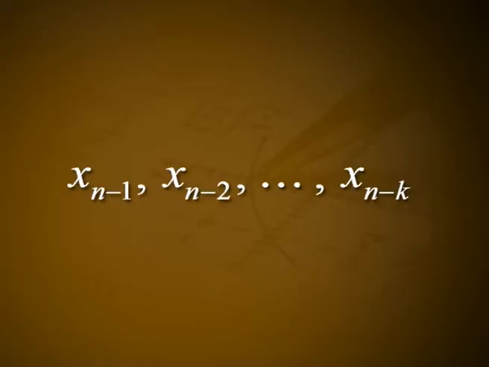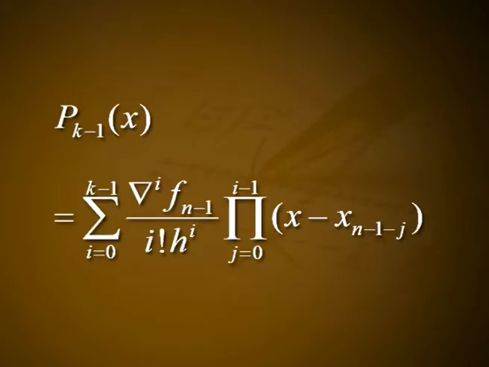More generally, we will interpolate f(x, y(x)) by a polynomial of degree k-1 that passes through x_{n-1}, x_{n-2}, etc., x_{n-k}. We will use the following Newton's backward difference form of the interpolating polynomial: p_{k-1}(x) = summation over i from 0 to k-1 of del^i f_{n-1} by i! h^i times product over j from 0 to i-1 of (x - x_{n-1-j}).